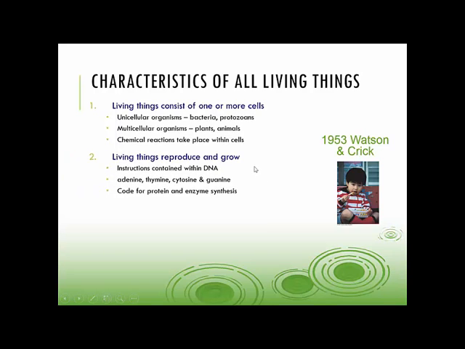Living things reproduce and grow. This is another characteristic that must be demonstrated. The instructions for growth are contained within the DNA. The DNA in a eukaryote is found within the nucleus or nuclear membrane. In a bacteria, it's free-floating. Many times we think of the DNA as the job description of the cell. It is what tells the cell essentially how to carry out certain functions.